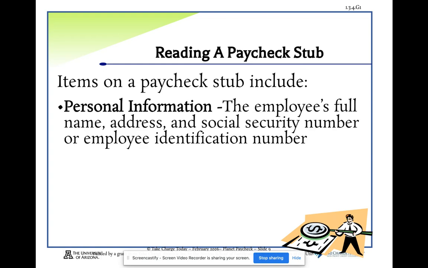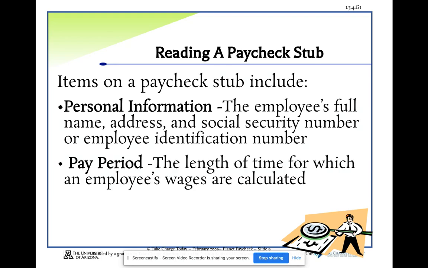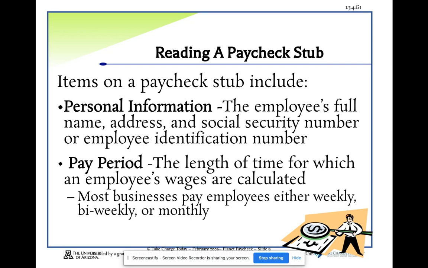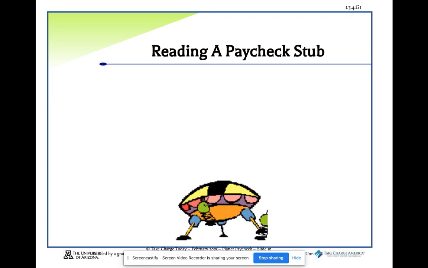Items on a paycheck stub include your personal information, so that's your name, your address, social security number, or an employee ID. It also has your pay period, so the length of time for which an employee's wages are calculated. For example, my pay period is every 2 weeks. I'm paid bi-weekly. Some people get paid weekly. Some people get paid monthly. So that's your pay period. Again, weekly, bi-weekly, or monthly.